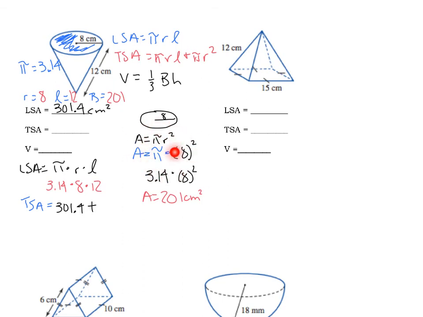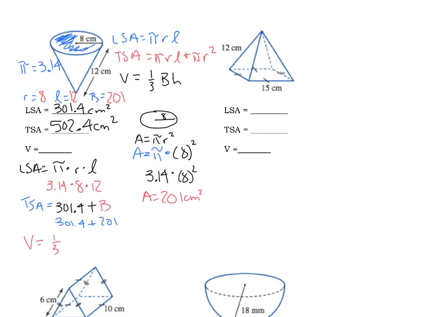is capital B. It is the area of the base, okay? So we're simply just adding B here, which means we have 301.4 plus capital B was 201. So if we add 301.4 plus the 201, we end up with total surface area being 502.4 centimeters squared.